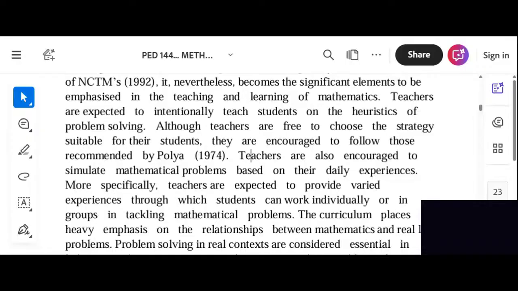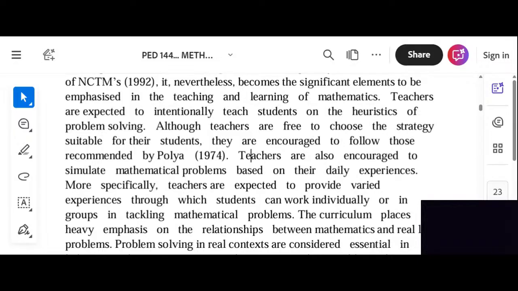teachers are expected to intentionally teach students the heuristics of problem solving. What they are trying to say is that teachers should be deliberate in teaching pupils the methods and techniques that they need to solve problems. Now, what does heuristic mean there? It practically means strategies, like step by step. You do this first, then you do this next, then you get the result. So heuristic is a step-by-step method used to solve problems, especially problems that you are not familiar with. That is what we are trying to say there.